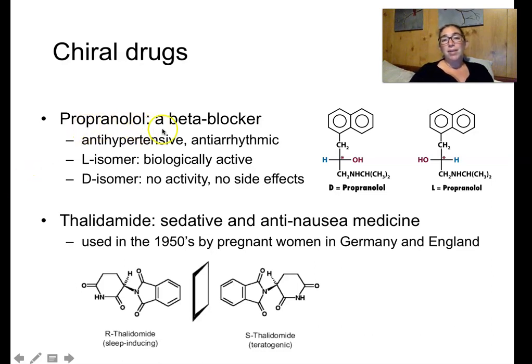Propranolol is a common beta blocker that's given to people who have high blood pressure or a cardiac arrhythmia. And there are enantiomers here. So there's the right-handed D-propranolol and the left-handed L-propranolol.